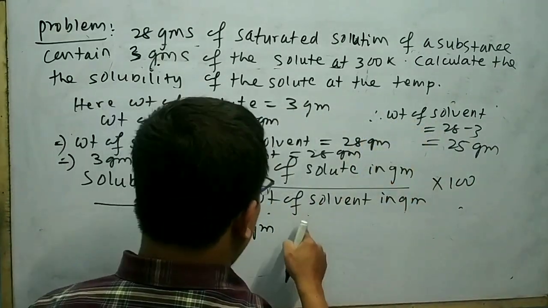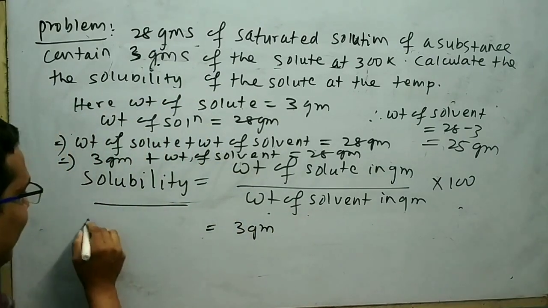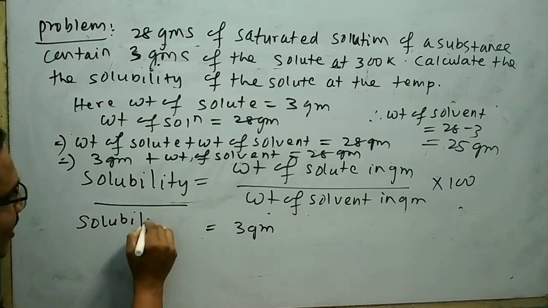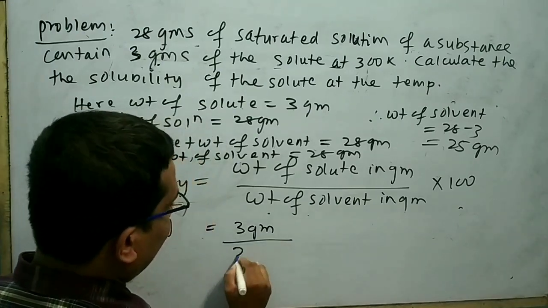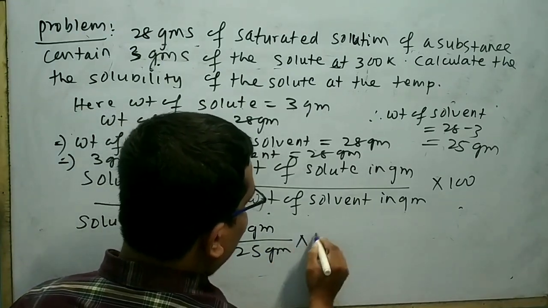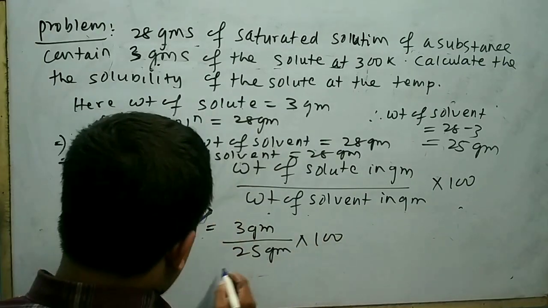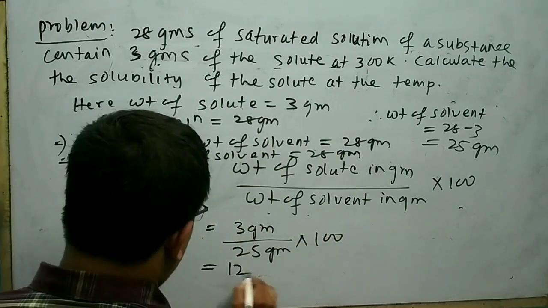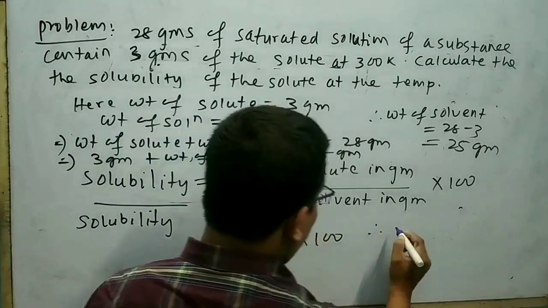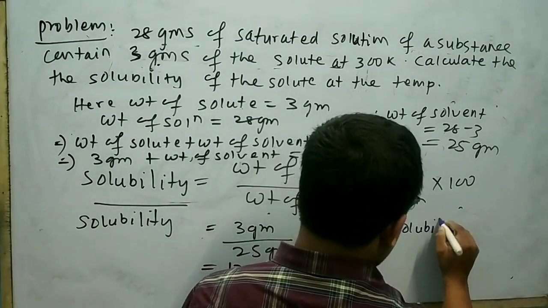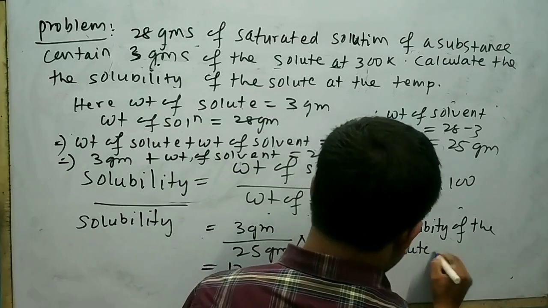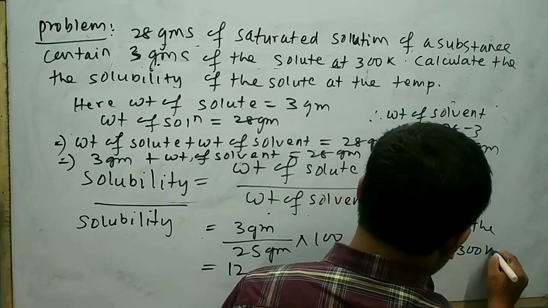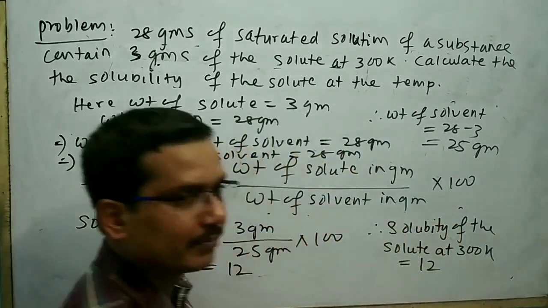Now put the weight of solvent here. So I can write solubility equal to 3 gram divided by 25 gram into 100. By solving, we can find 12. So we can write solubility of the solute at 300 Kelvin equal to 12.